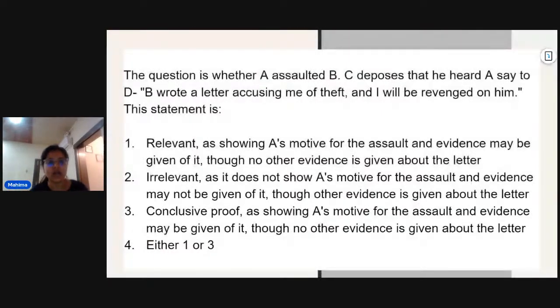The question is whether A assaulted B. C deposes that he heard A say to D, "B wrote a letter accusing me of theft and I will be revenged on him." Options: 1. The statement is relevant as showing A's motive for the assault and evidence may be given of it, though no other evidence is given about the letter. 2. Irrelevant as it does not show A's motive for the assault and evidence may not be given of it, though other evidence is given about the letter. 3. Conclusive proof as showing A's motive for the assault and evidence may be given of it, though no other evidence is given about the letter. 4. Either 1 or 3.